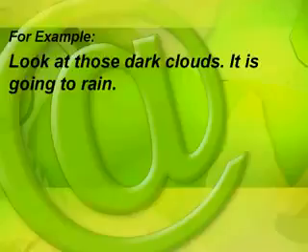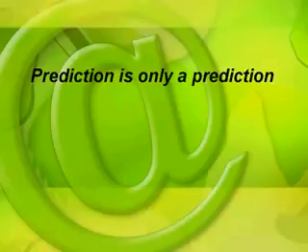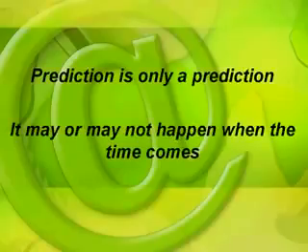When you look at it, that's a sign for you that maybe it's gonna rain. So when you predict future based on a present situation or any sign, you will use going to for such kind of predictions. Here you cannot say it will rain. Prediction is only a prediction. It may or may not happen when the time comes. So remember that whenever you're predicting future, it is not necessary that thing will definitely happen at that particular time. It may or may not happen.